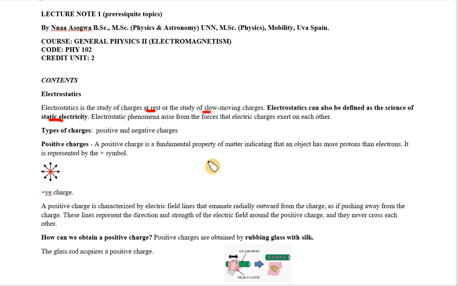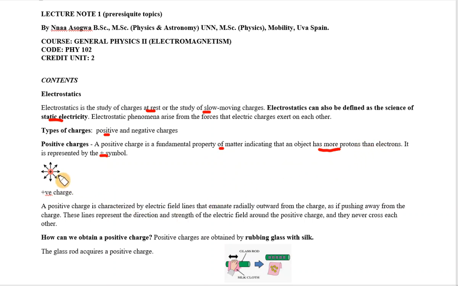So we know that we have two types of charges: positive charges and negative charges. These positive charges are usually denoted by the symbol what? This is a plus sign. And a positive charge is a fundamental property of matter which indicates that an object has more protons than electrons. So when an object has more protons than electrons, it could have positive charges. It means that the protons are in excess.